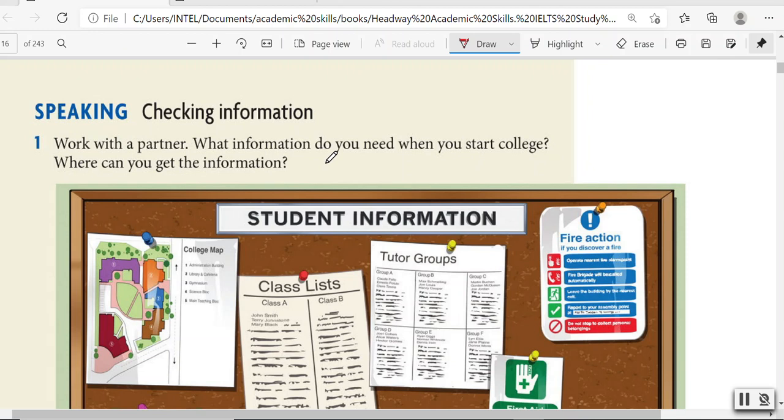Where can you get the information? What information do you need when you start college? And where can you get the information? From where can you get information about this college? Think like this: you're the college students and that will be your first day at college. How can you get information about your college? How can you ask for information about your college?